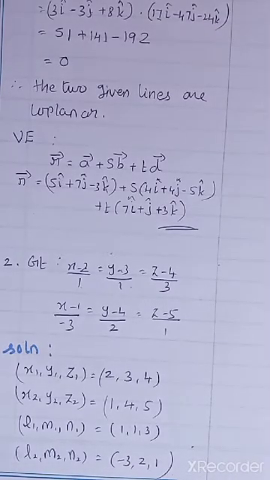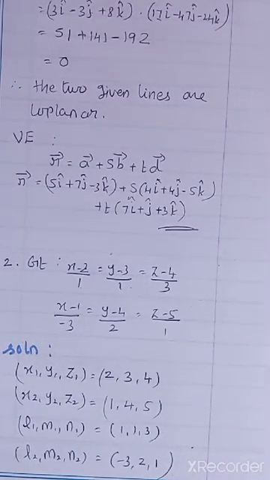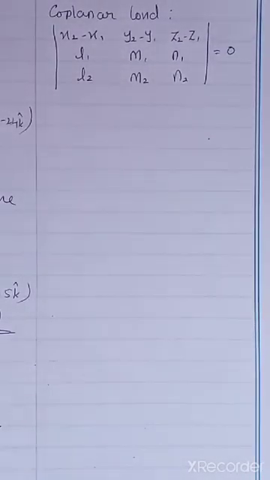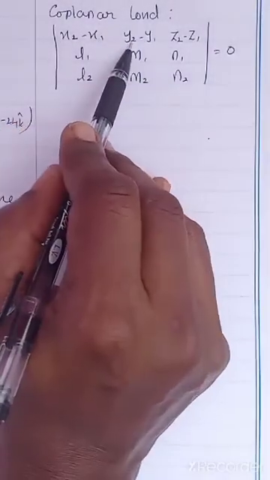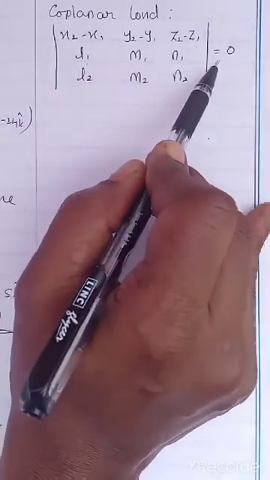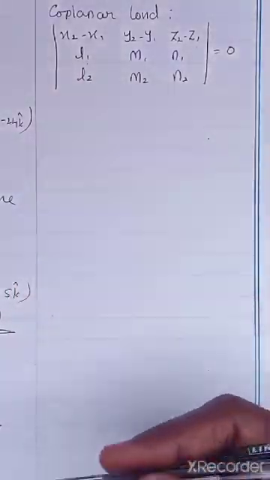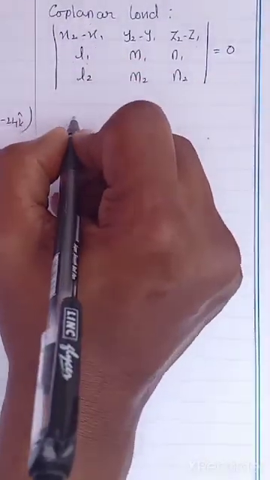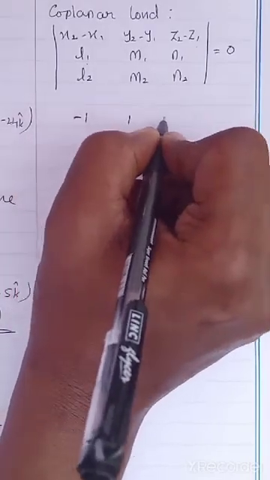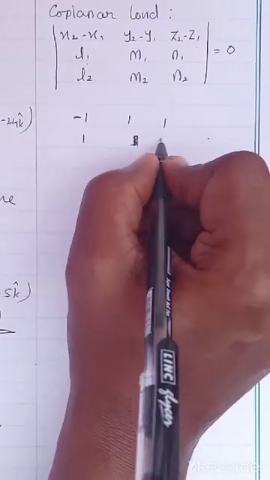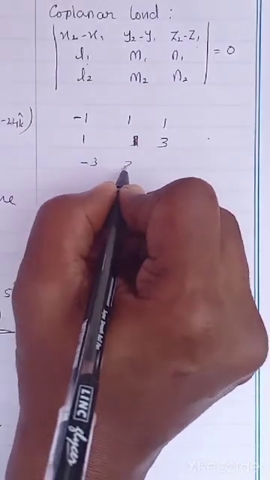So these are the things we have taken from the question. Next we have to find out whether it is coplanar. So what is your coplanar condition? The determinant of x2 minus x1, y2 minus y1, z2 minus z1, L1 m1 n1, L2 m2 n2 equals 0. We know x1, y1, z1, so subtract: x2 minus x1 gives minus 1, 1, 1. Next 1, 1, 3, and minus 3, 2, 1.